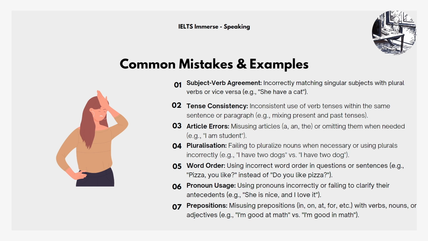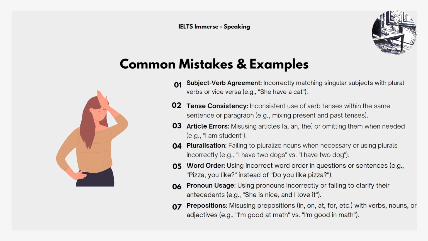Word order. Of course, sometimes we have wrong word order. This is more basic level, but it does happen. Pizza you like? Of course, this is how people may speak if they're more intermediate or lower intermediate. But of course, do you like pizza would be the right word order.